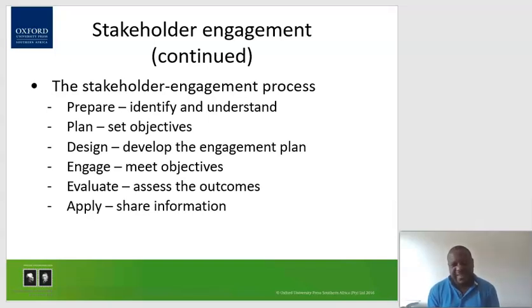The next step will then be to evaluate, where you assess the outcomes. What you set out to achieve, what you planned to achieve, did you achieve it? Then finally, you share the information and improvement areas.